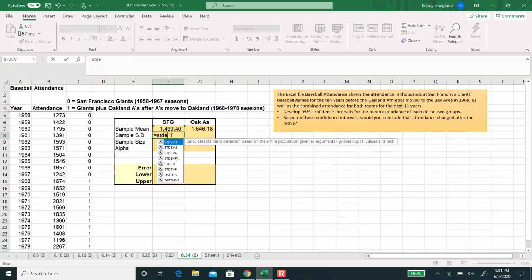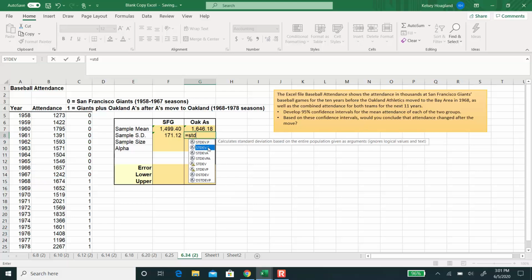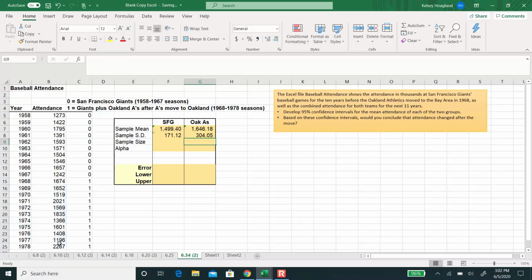Now we can find the standard deviation for both. So the equation is STDEV.S for the sample. And we highlight all of them again. We get 171.12. And then we find the standard deviation after the A's.